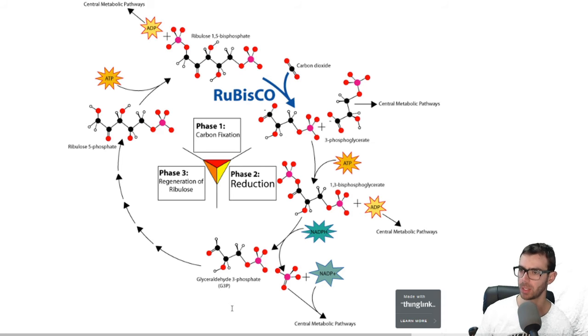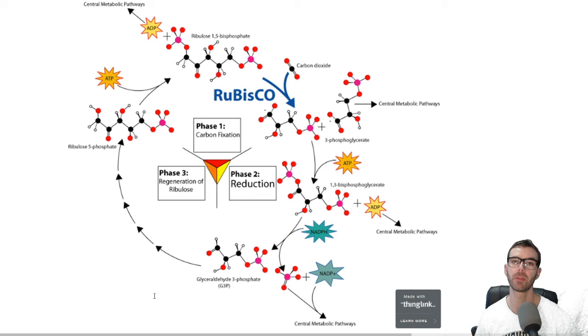G3P is used by the plant to form whatever it needs to prosper, whether it be food sources for itself, glucose, starches, carbohydrates, or cellulose. Branching off here to the central metabolic pathways. Boom. G3P is also used to form ribulose 5-phosphate. Ribulose 5-phosphate, with the use of ATP, is used to regenerate ribulose bisphosphate, thus completing the Calvin cycle.